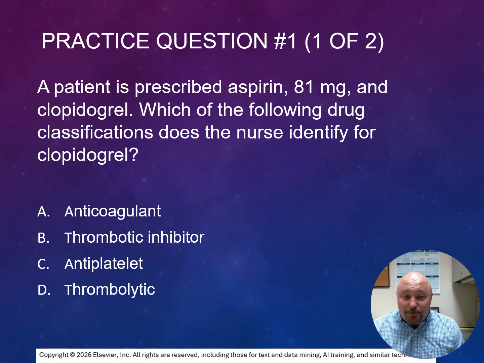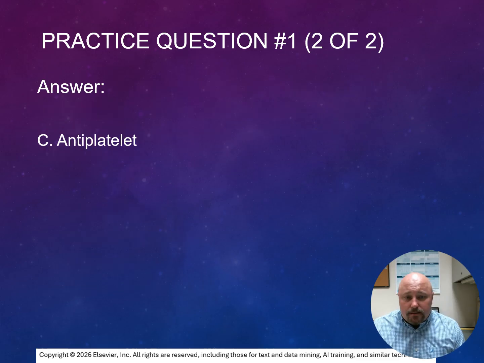For our first practice question, a patient is prescribed aspirin 81 milligrams and clopidogrel. Which of the following drug classifications does the nurse identify for clopidogrel? Would that be A, an anticoagulant, B, a thrombotic inhibitor, C, an antiplatelet, or D, a thrombolytic? And that answer is C, an antiplatelet.